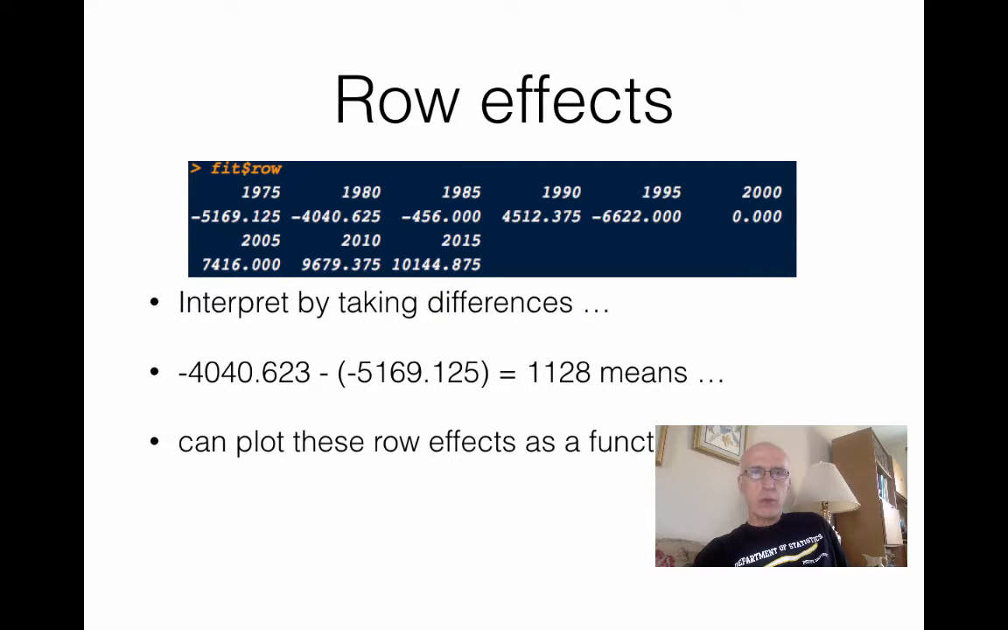Let's see, then we look at the row effects, and this will allow us to make comparisons between seasons. Now, the actual value isn't that useful because some of the values are negative, but we look at differences. So, for example, if we want to look at the difference between 1975 and 1980, the difference is 1128, which means that the average attendance in 1980 was about 1,000 more than it was in 1975. Now, here it might be interesting to look at these row effects as a function of season. We can graph that to get a better understanding of how things change.